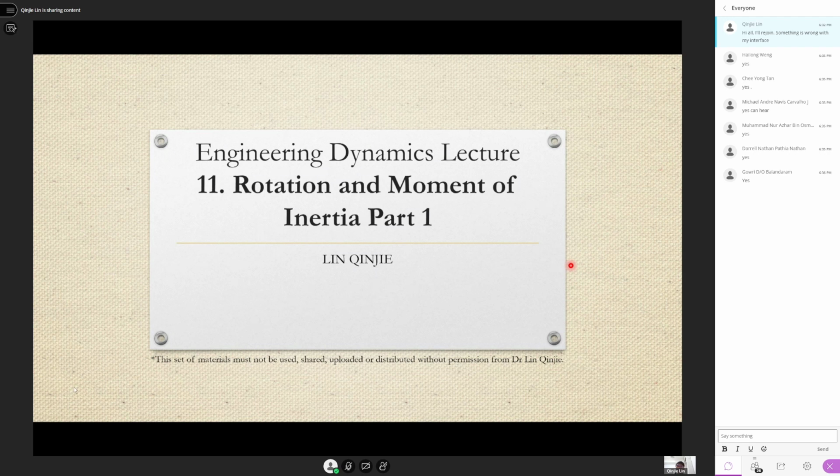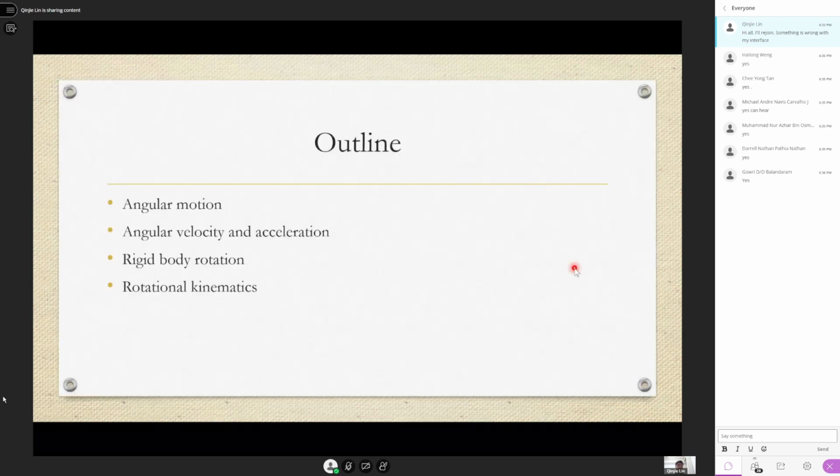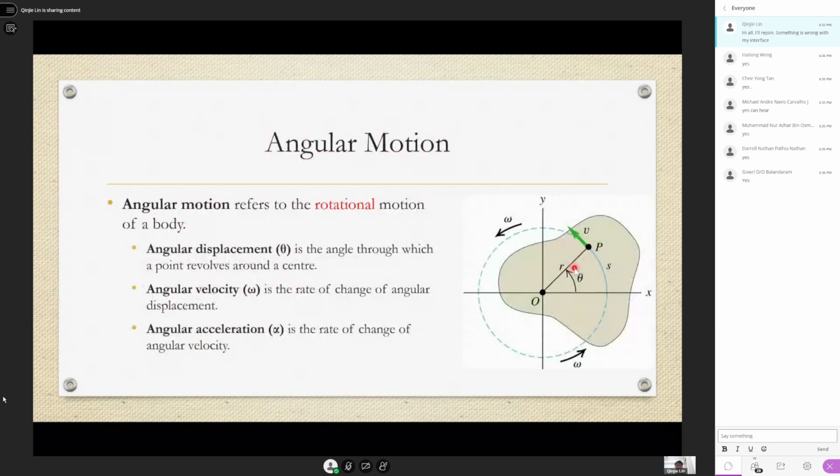Right, we have this new concept called moment of inertia, which is actually a simple concept, not too complicated. So for angular motion, angular suggests rotation. Angular motion refers to rotation, which means if you have a rigid body and you are turning, that is rotation. So if you have rotation, you have angular motion.